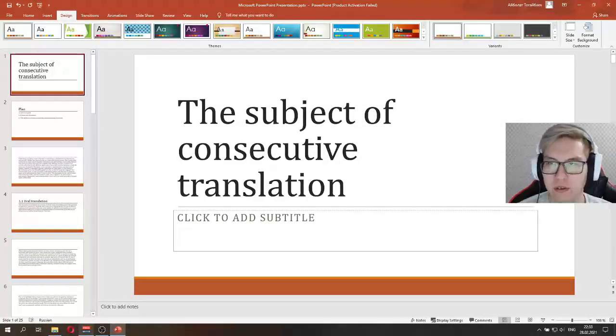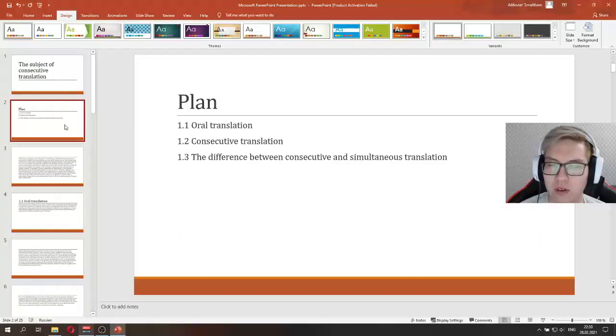Now the second topic that we have for this lesson is the subject of consecutive translation. Here is the plan for this particular lecture. First we're going to touch upon oral translation in general, then we're going to review consecutive translation, and in the third part we will see the difference between consecutive and simultaneous translation.